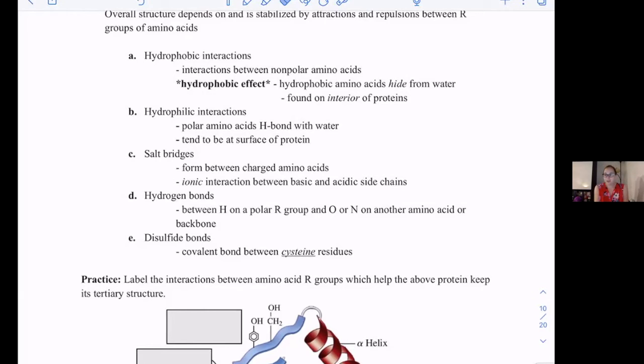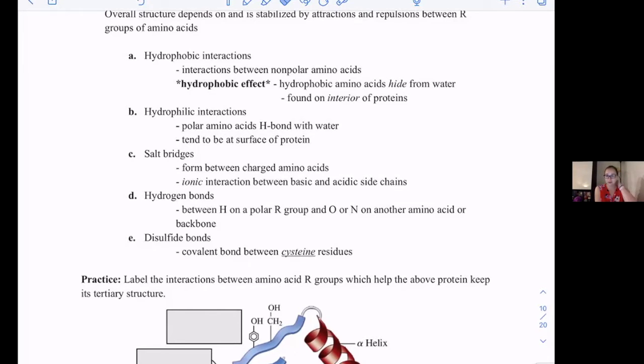Okay, then you also have the opposite, hydrophilic interactions. Philic meaning lover, so lover of water interactions. These are going to be with the polar amino acids. This is why we have in our chart the separation between the nonpolar and the polar, for these tertiary structures. So these hydrophilic interactions between polar amino acids, hydrogen bonding with water, tend to be at the surface. So it's the exact opposite. They like being at the surface because that's where all the water is.